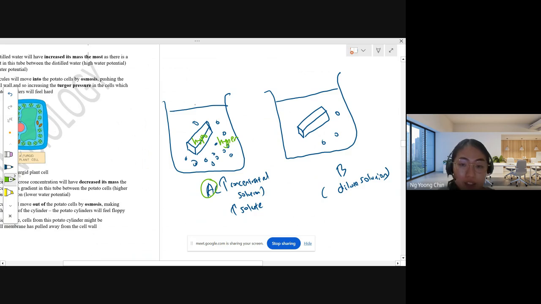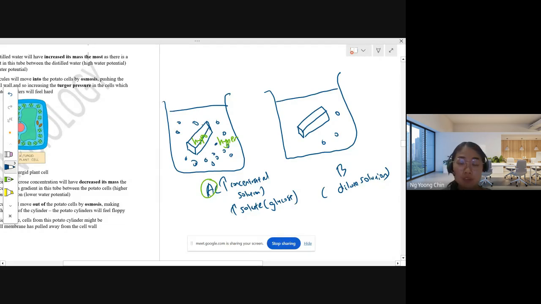I mean that you put the potato strip into the solution with a very high solute concentration. For example, the solute in this solution will be glucose. There's a lot of glucose inside the solution. So the potato strips, do you think they will lose water or gain water?